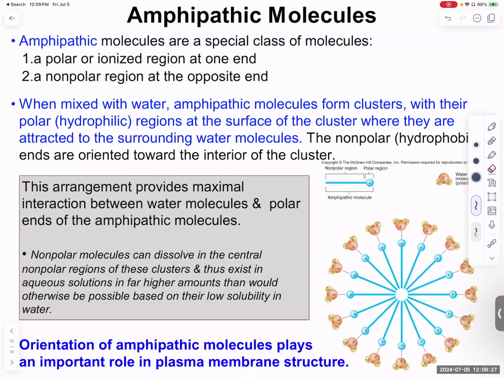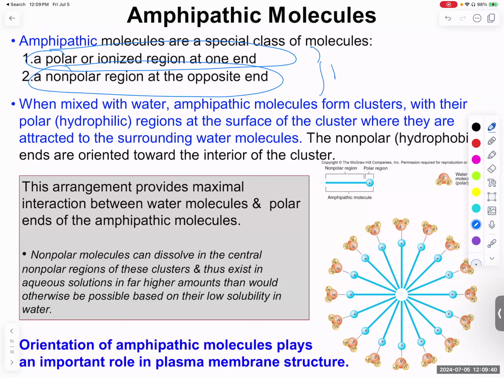A few more things. Amphipathic molecules are basically molecules that have a polar part and a nonpolar part. A perfect example is the plasma membrane. You have the polar outer layer, the nonpolar inner layer, and then another polar outer layer that makes up the plasma membrane. So it's amphipathic. It just means that there's polar and nonpolar.